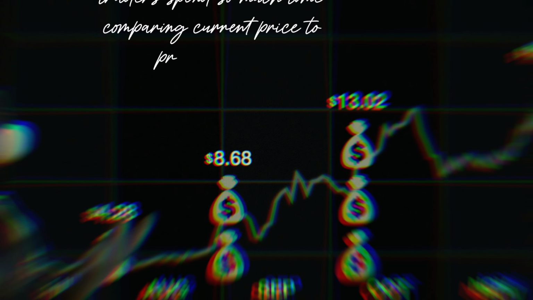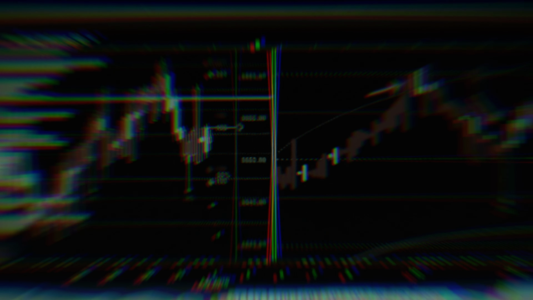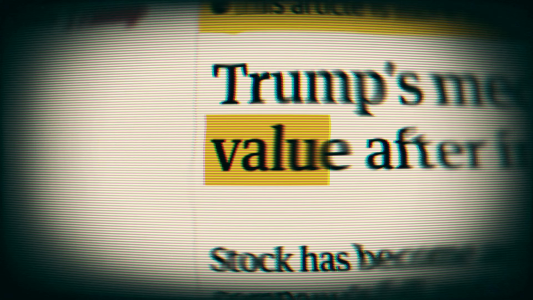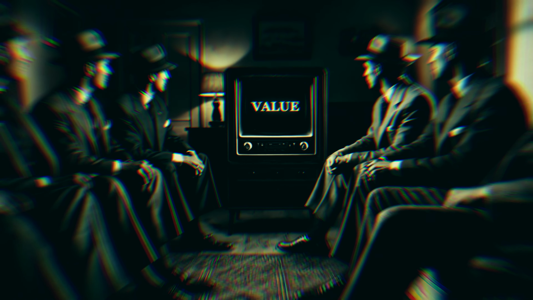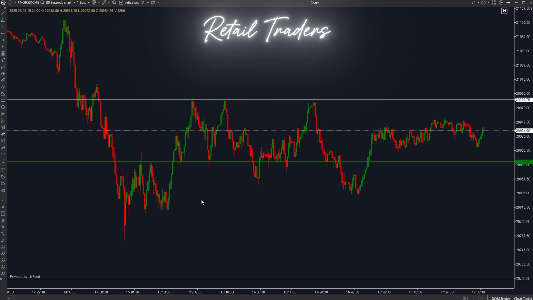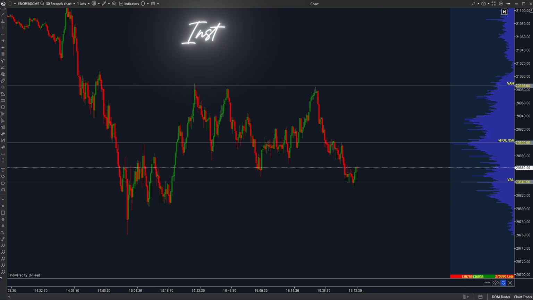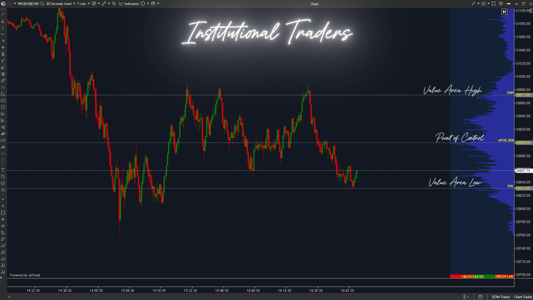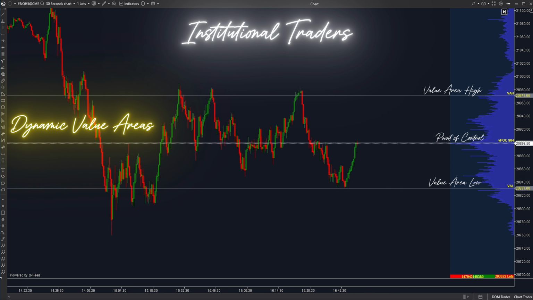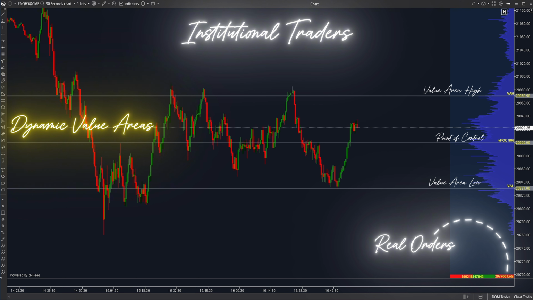Now, here's the problem. Traders spend so much time comparing current price to previous price, but professionals, the smart money, are focused on a different question. Where is the market building value? This focus on value is a cornerstone of institutional trading. Unlike retail traders who rely on static concepts like support and resistance, institutional traders treat these zones as dynamic value areas shaped by the flow of real orders.